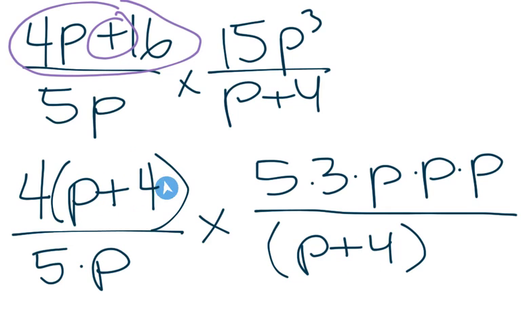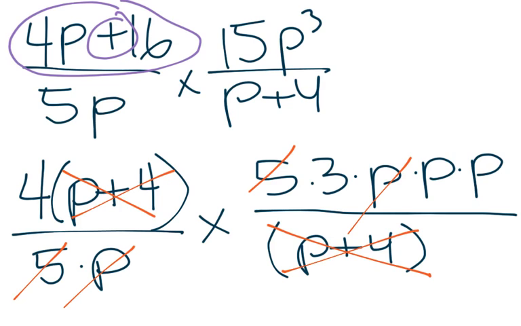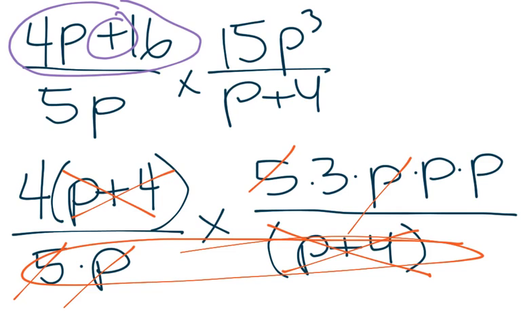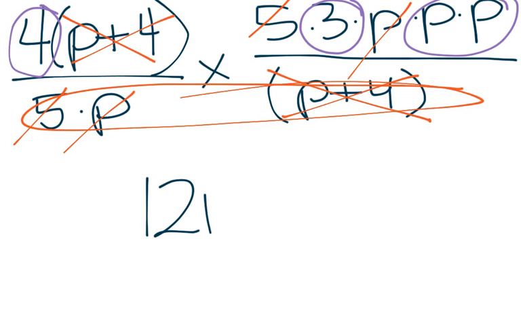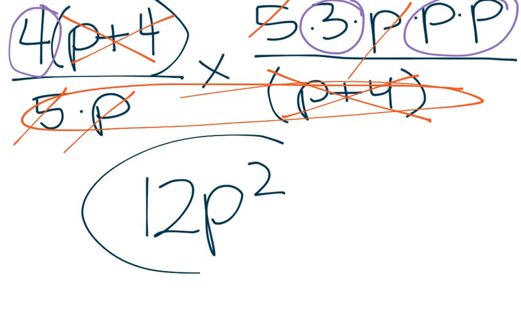But since this is p plus 4 and this is p plus 4, what that means is we can cancel these two out. Now we can cancel out this 5 and this 5 and this p and this p. So when we have nothing on the bottom, that just disappears. And what we have is this 4 times this 3 times these two p's. So that is 12p squared, and this is our answer.